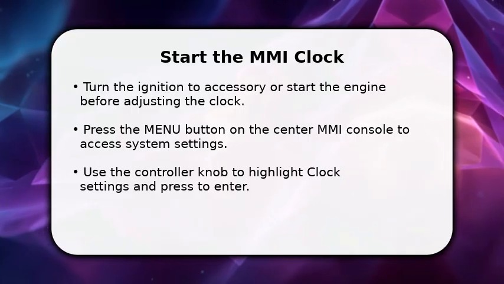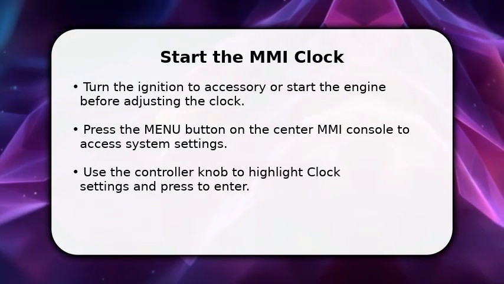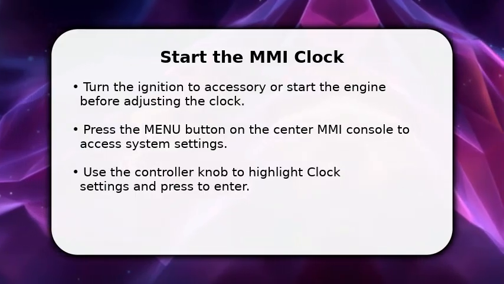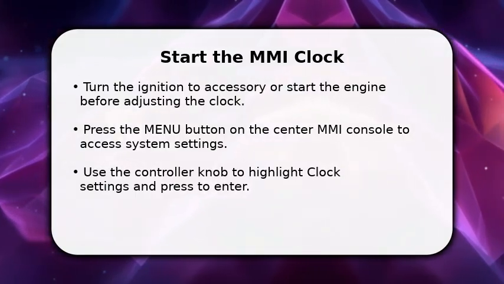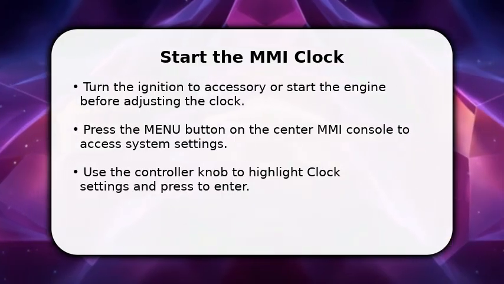Navigate to clock settings using the controller knob and push to select. Use the rotary wheel to change hours, then press again to move to minutes and adjust. Confirm the time, exit the menu, and verify the display shows the correct time.